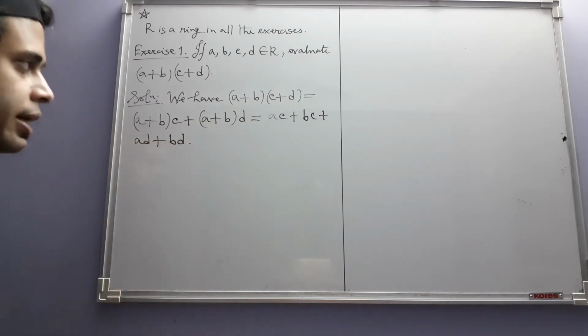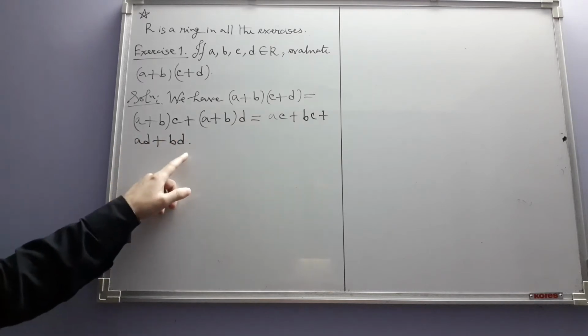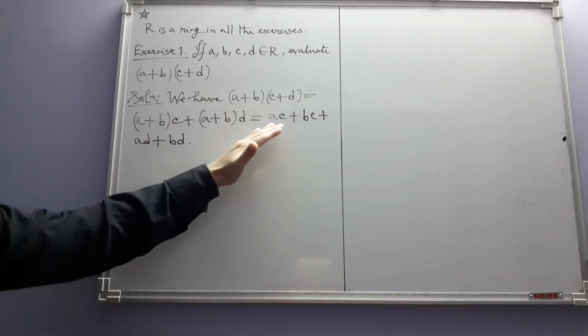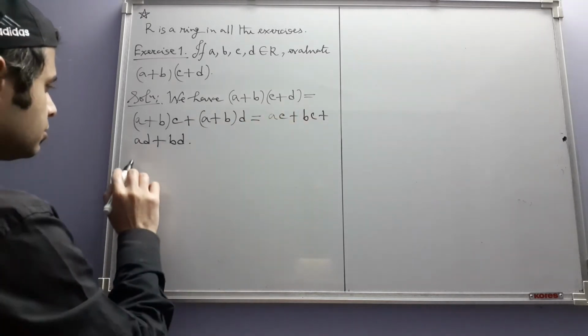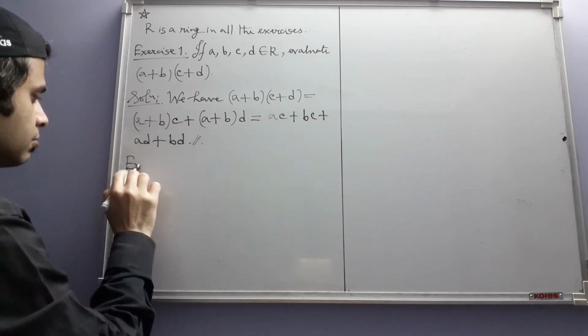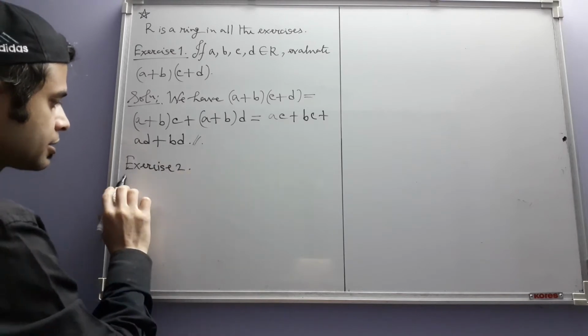And the fact that we are not using any bracket in writing this sum is simply true because addition is associative. Okay, so here the solution ends. Then we see the next exercise.